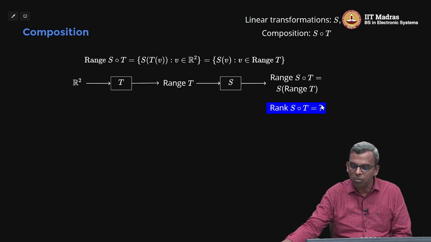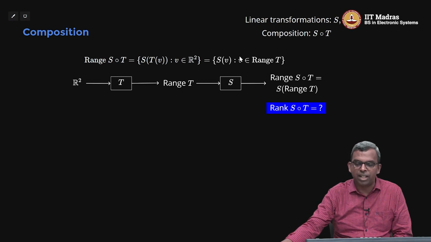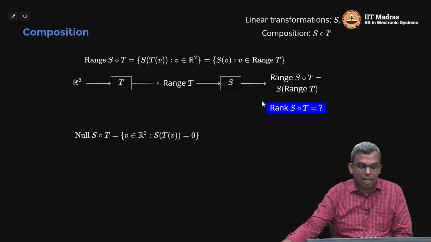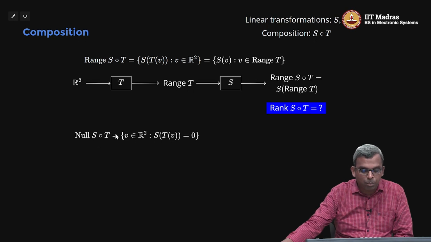So, what is rank of S composed T? We need to think about this a little bit more. We will look at easy cases, difficult cases as we go along. So, this is range. What happens when you look at null? What is null of S composed with T? It is the set of all vectors V in R2 such that S of T of V equals 0, right? This is nothing but the definition.